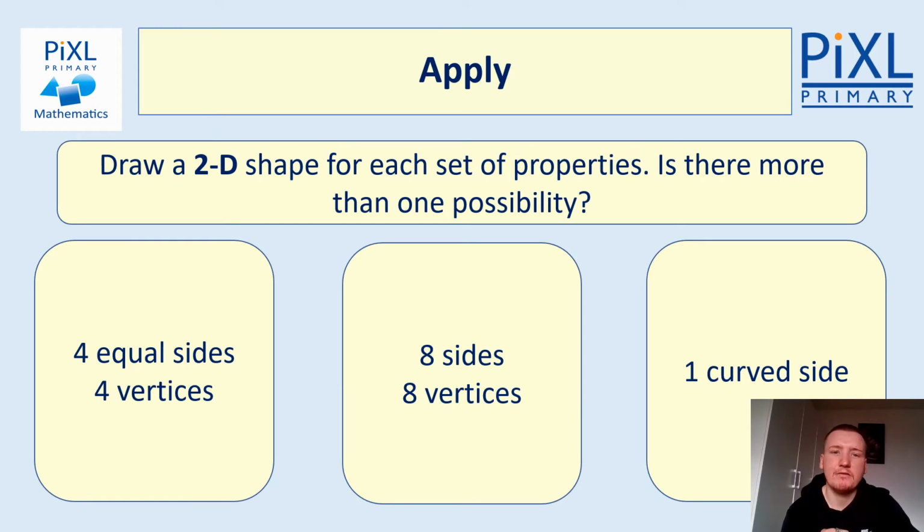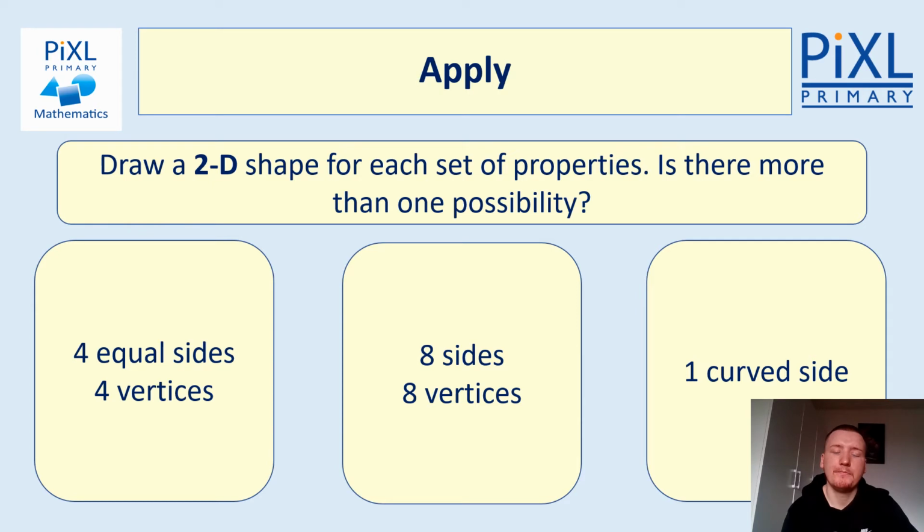Similar to our Guess Who from last week, I've got 3 different clues, and you have to draw a shape, or you might have to draw more than one shape, that fits into the categories and the properties that I say. So let's have a go. First one, get your pencils ready to draw. You have 4 equal sides and 4 vertices. So draw the shape that you think I'm talking about.